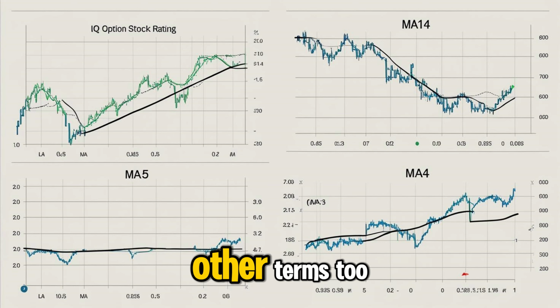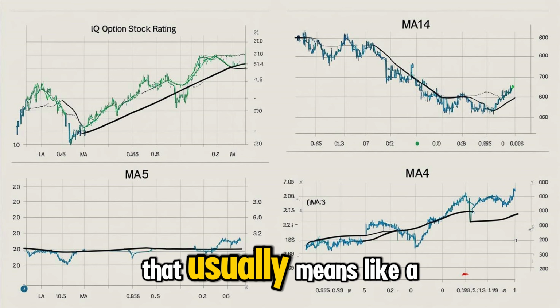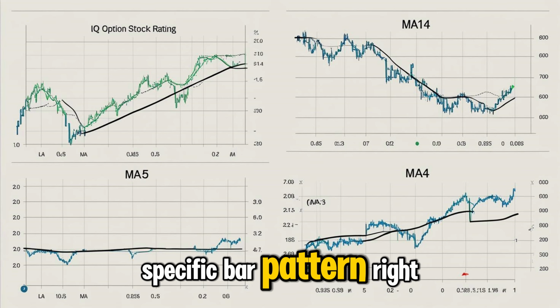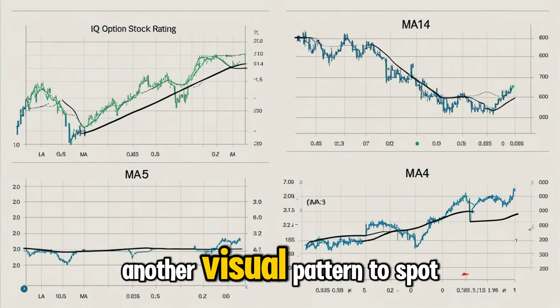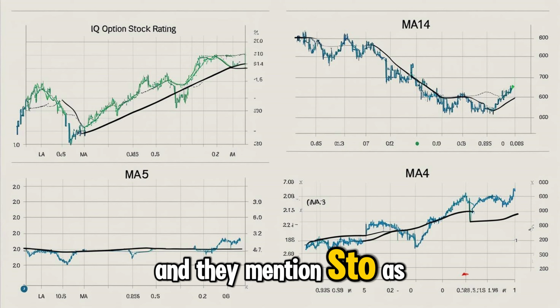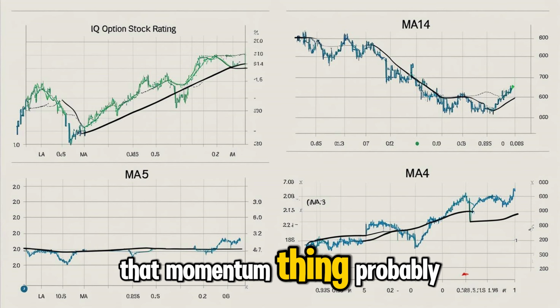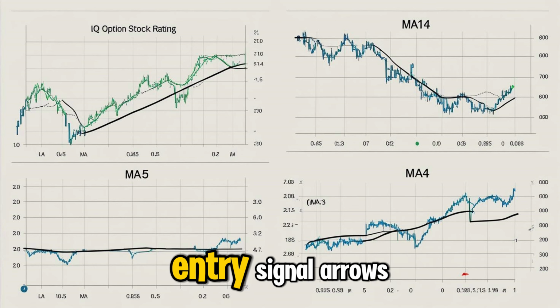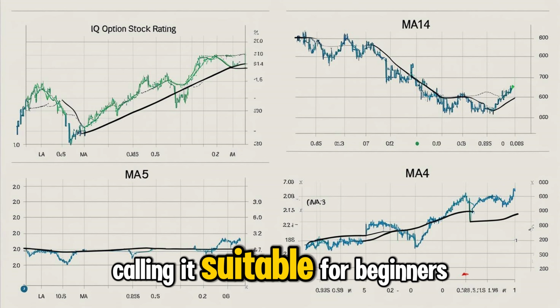Exactly. And they bring in other terms too, like fractal. Fractal, okay, in trading, that usually means a specific bar pattern, right? Yeah. Looking for peaks or valleys. Yeah, that's likely it. Another visual pattern to spot. And they mention STO as well. STO. Stochastic oscillator, probably. That momentum thing. Probably. They say it gives simple entry signal arrows, just wait and click. Again, emphasizing simplicity, calling it suitable for beginners.